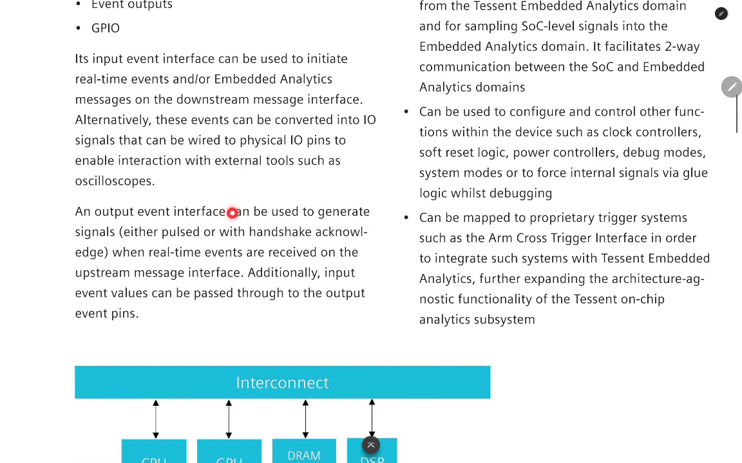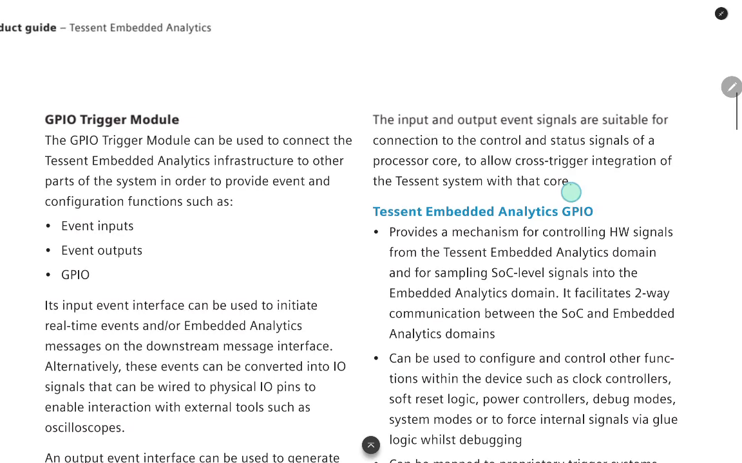An output event interface can be used to generate signals, either pulsed or with handshake acknowledgement, when real-time events are received on the upstream message interface. Additionally, input event values can be passed through to the output event pins. So the input and output event signals are suitable for connection to the control and status signals of a processor core to allow cross-triggering integration of a Tessent system with that core.